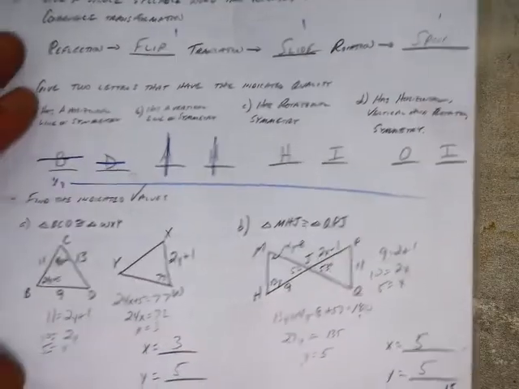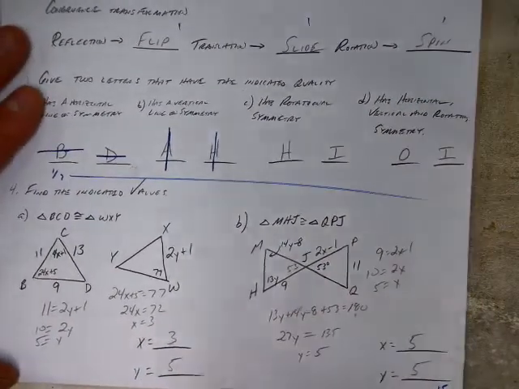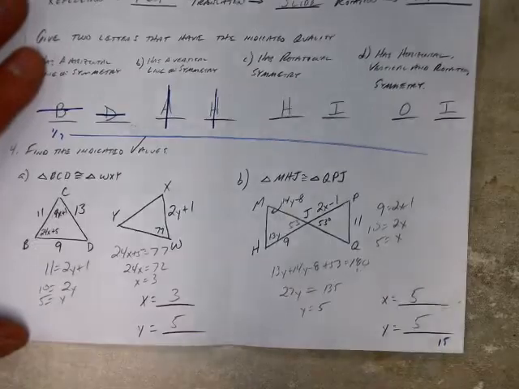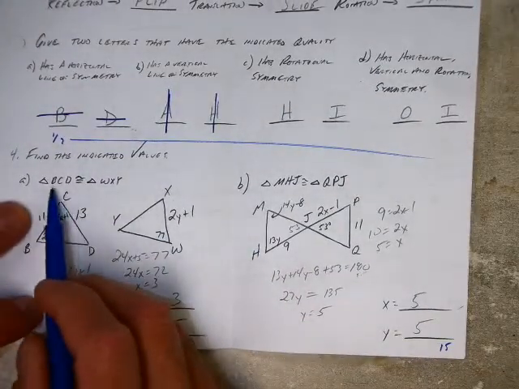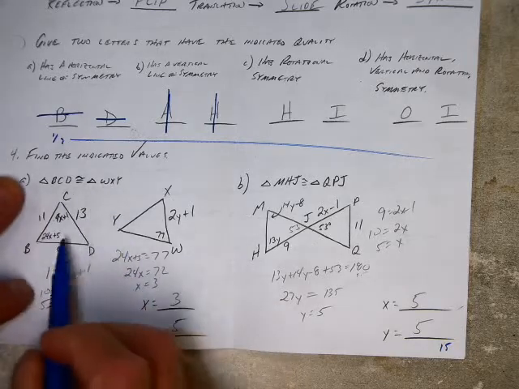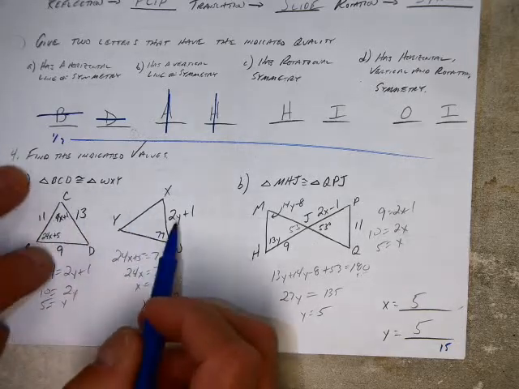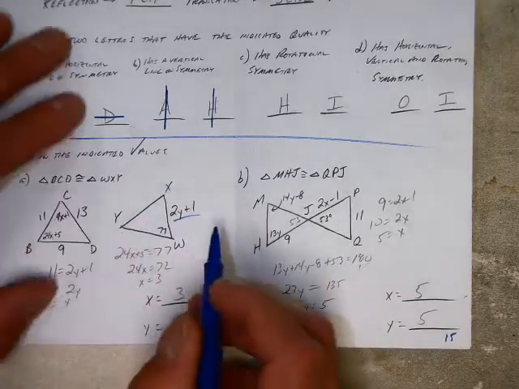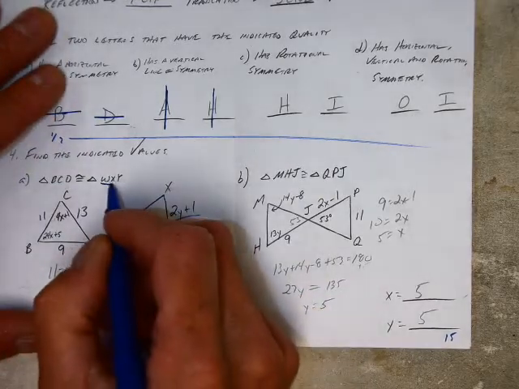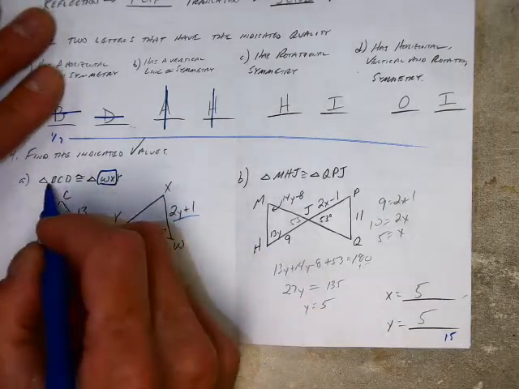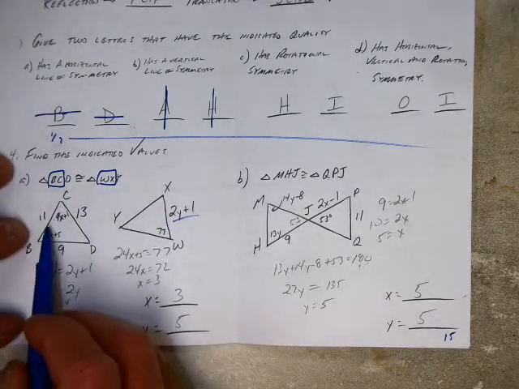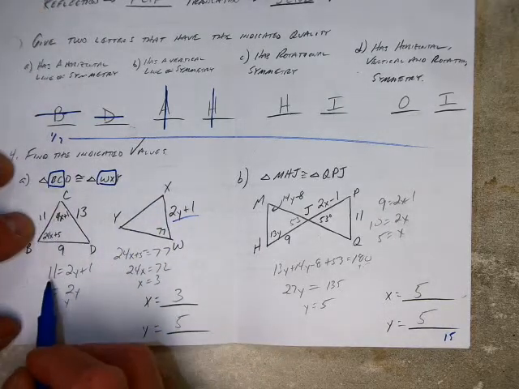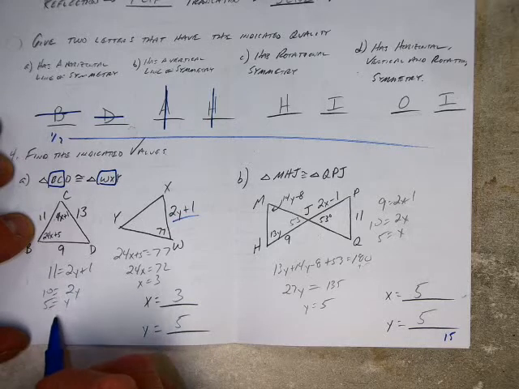Four, let's smoke through this here real quick. We don't have a lot today. So on this one, I thought, what kind of equation am I going to set up? Well, if I want to deal with y, y is a side. It's side XW. XW matches up with BC. So then I know that XW equals BC, so 2y plus 1 equals 11. Okay, there's your equation.